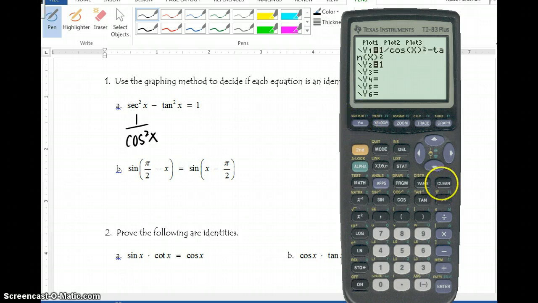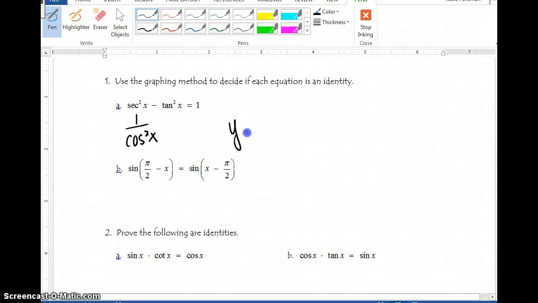For part B, clear both functions out. On the left-hand side, sine of pi over 2 minus x. In y2, sine of x minus pi over 2. Graph. Fortunately, these graph quickly, and automatically we can see that two functions are being graphed. So this answer, yes, an identity, and 1B would be no.